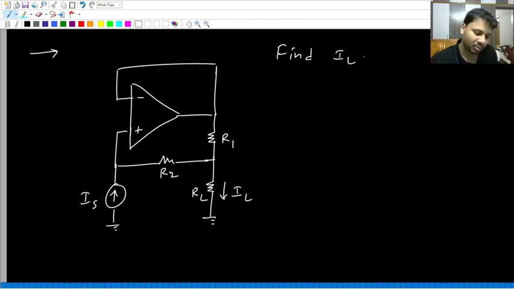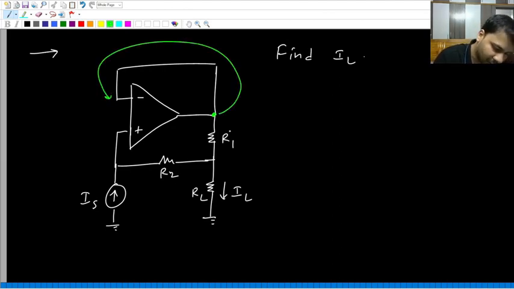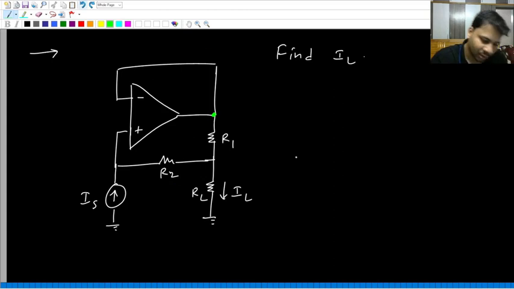Okay, but before that, we have to decide whether or not the op amp is in negative feedback, because here also, if you observe, the output of the op amp is connected to the minus input terminal, and it is also connected to the plus input terminal. So first, let us try to decide the type of feedback.